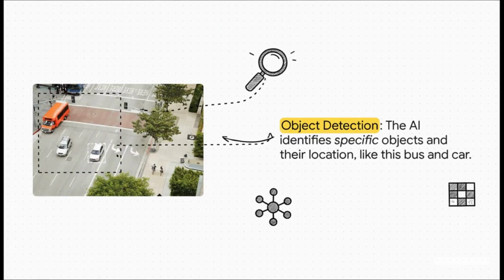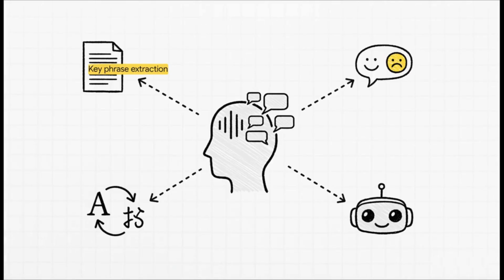But what if you need more detail? Well, that's where object detection comes in. This is a big step up. Now the AI doesn't just label the whole image. It actually finds individual objects within the image, like that bus and that car, and draws a box around them to show you exactly where they are. Way more powerful.